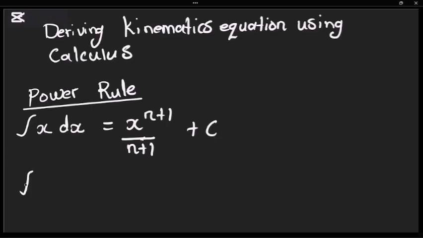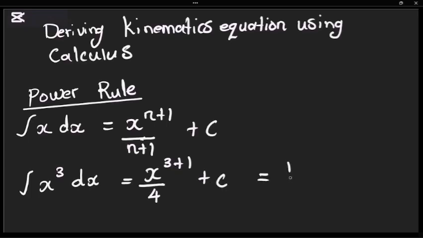For example, if you will integrate a cubic function x cubed in respect of x, you will simply say that x cubed, on its exponent you will add 1, which is 3 plus 1, which makes 4. So you will divide with that 4. Then you add your c, which is the constant of integration, which at the end will give you 1 all over 4 x to the power 4 plus c. So this is how we simply derive using the power rule.